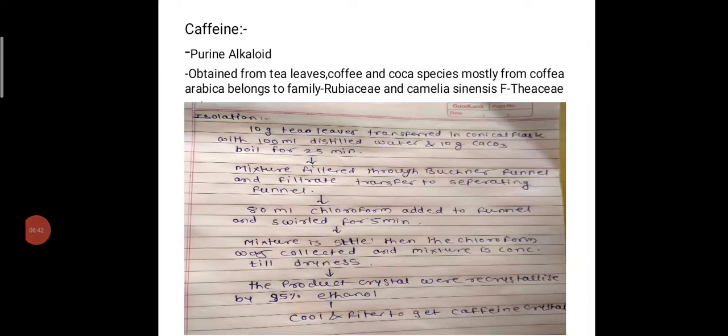Isolation of caffeine: 10 gram of tea leaves are transferred into a conical flask with 100 ml distilled water, and to this solution add 10 gram of calcium carbonate. Boil the solution for 25 minutes.